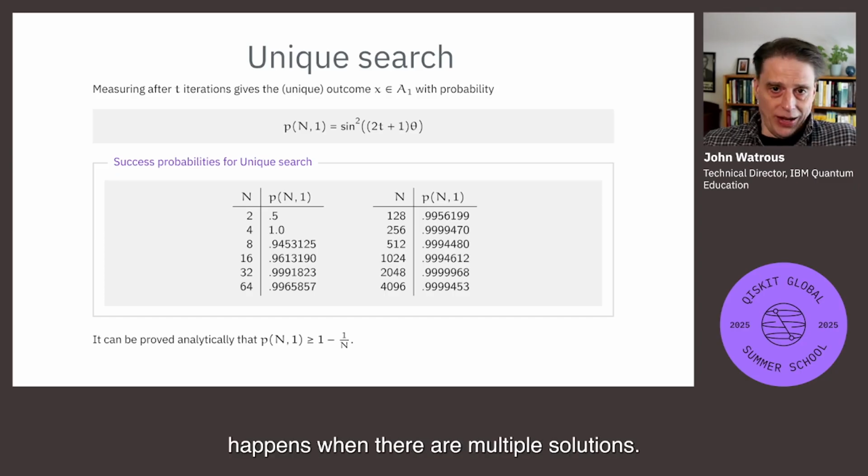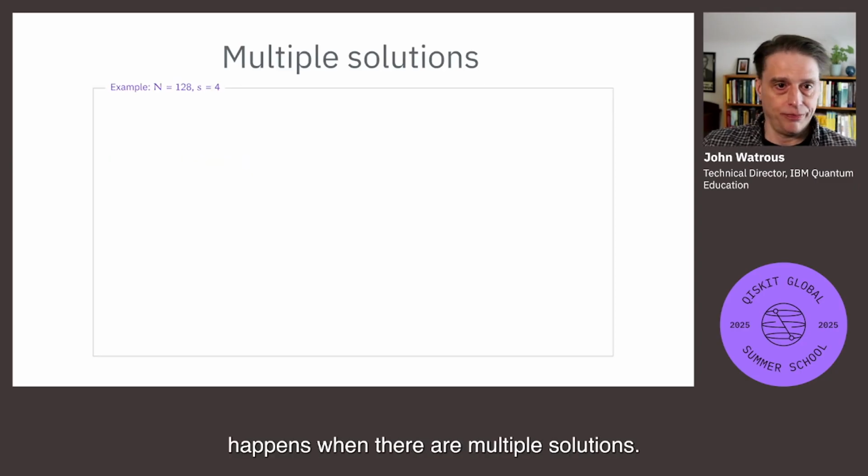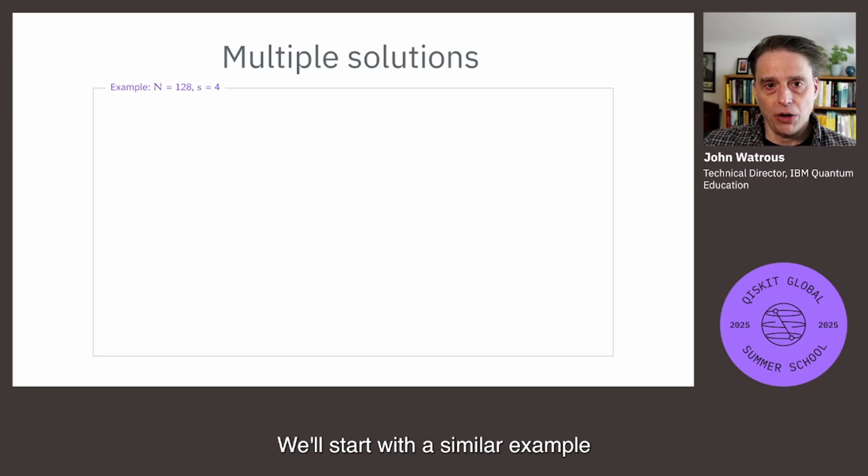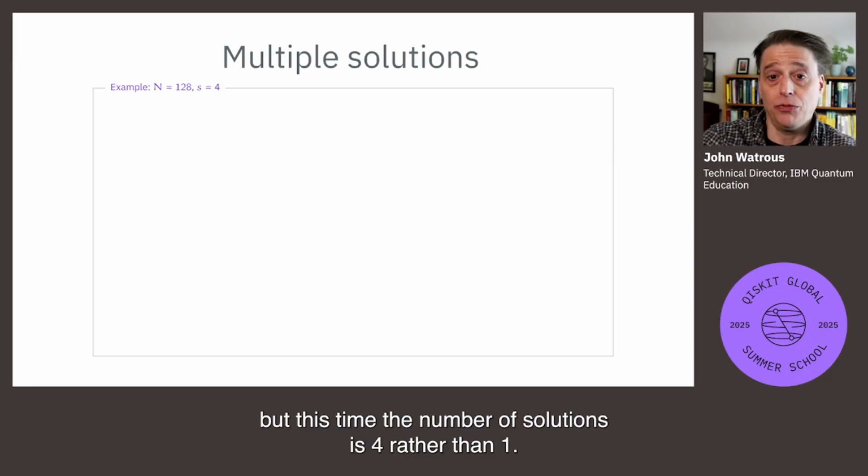Now let's consider what happens when there are multiple solutions. We'll start with a similar example to the previous one. Again, n is 128, but this time the number of solutions is 4 rather than 1.